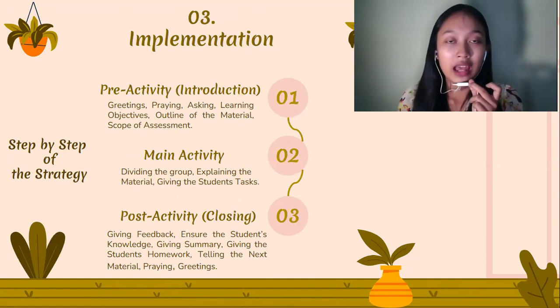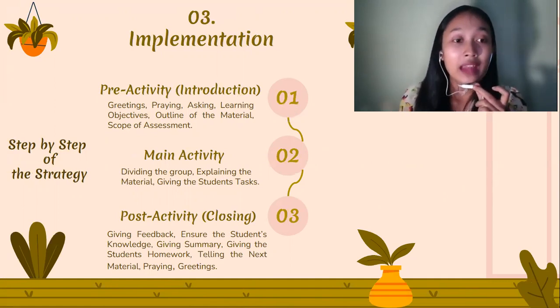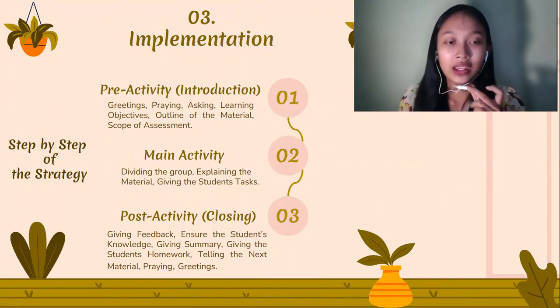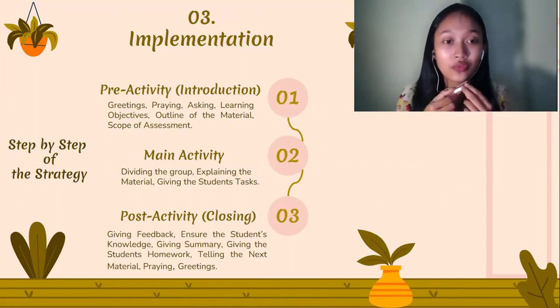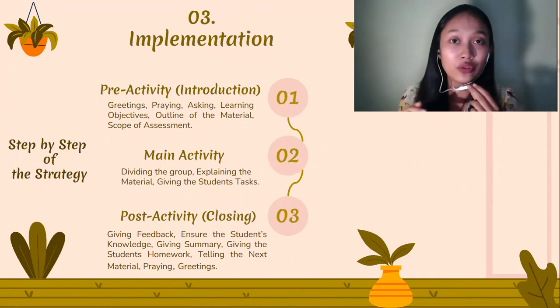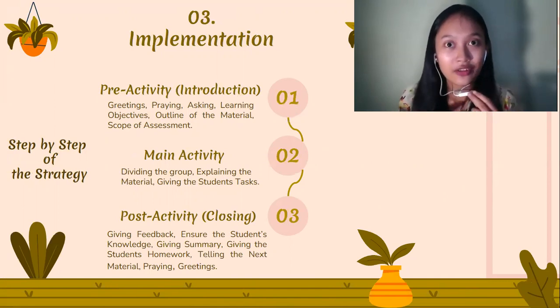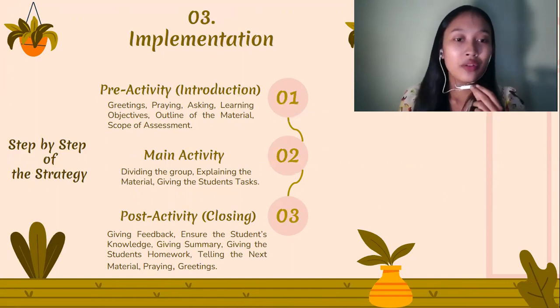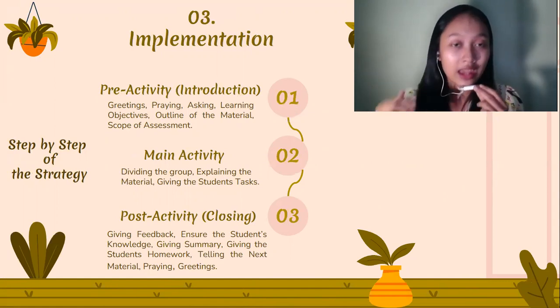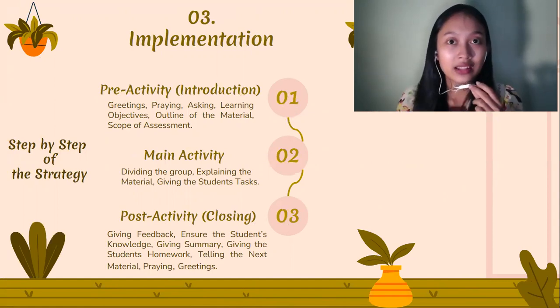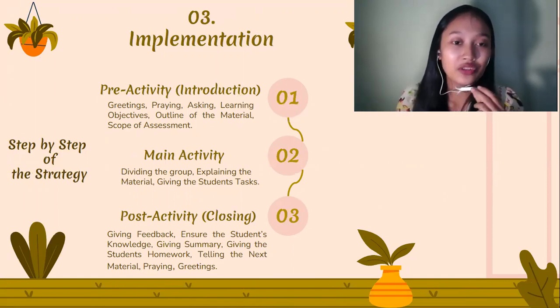And the last one is that I give them information about the scope of the assessment. The second step is the main activity. Here, I, as the teacher, will divide them into some groups, as here we use the cooperative learning theory, right? And we also explain the material in detail and give the students tasks by implementing this kind of strategy.